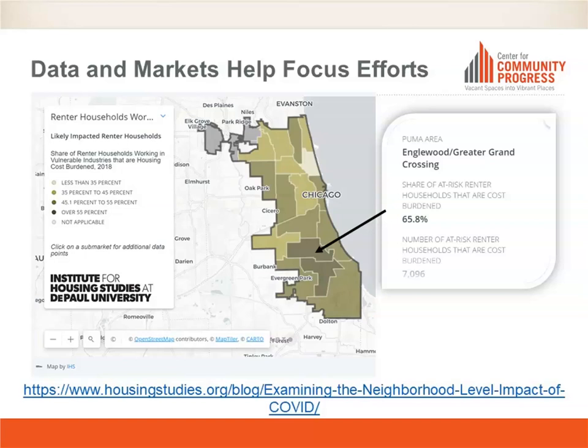Data like this, and all kinds of market data and other data, can help us focus our efforts and also predict where we need to invest our resources and to monitor things like evictions, increases in vacancy, and issues of deferred maintenance.